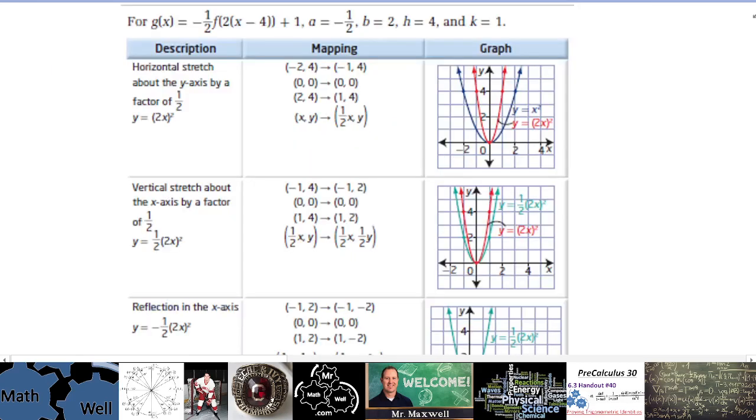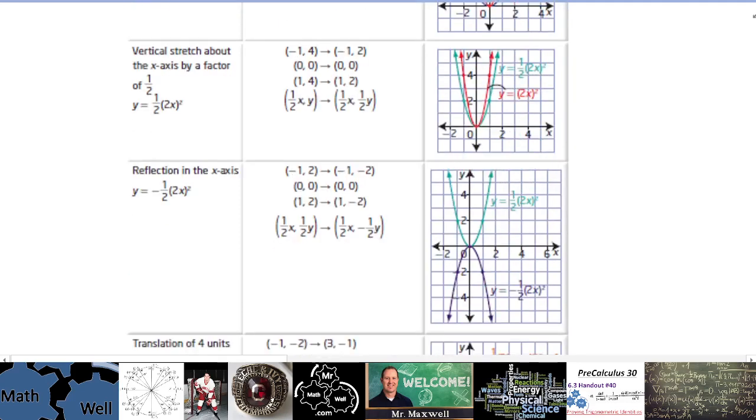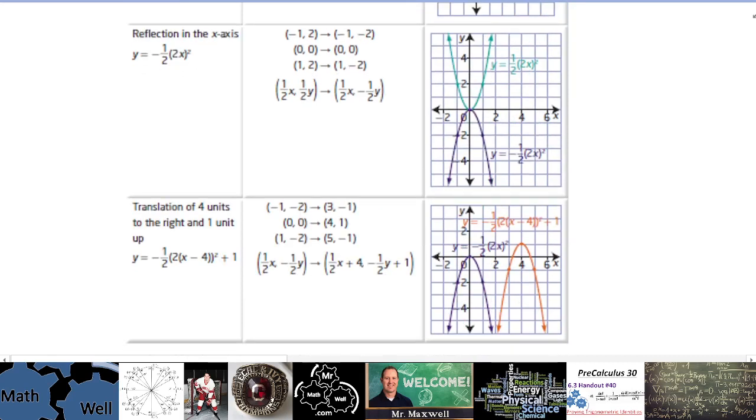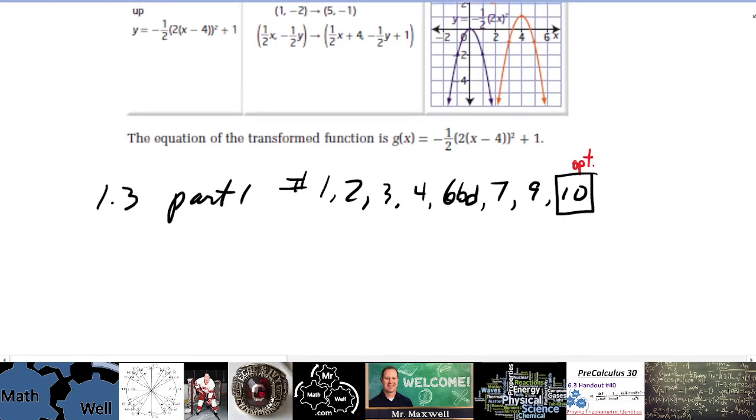So just a reminder, the A value is the vertical stretch. Every y value gets multiplied by A. The B value, every x value gets divided by B or multiplied by 1 over B. Don't forget your reflections. Negative values are reflections. And then the H moves your graph left, right. The K moves your graph up, down. And we can do all of those together and all at once. So anyways, here's the first part of 1.3, and we'll take the second part tomorrow.